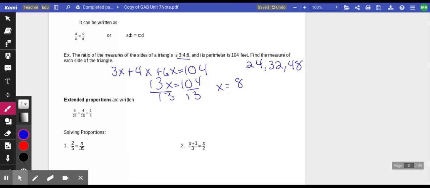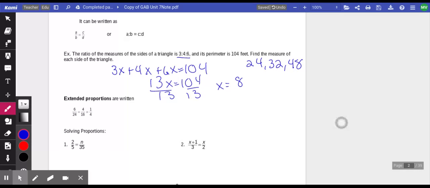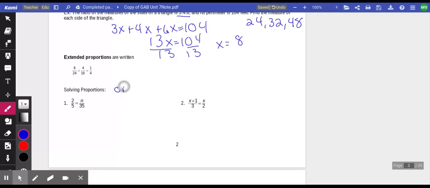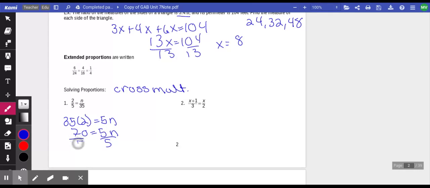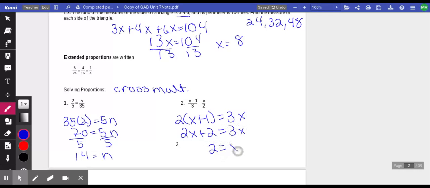An extended proportion is where I have more than one fraction and they're all equal. So solving proportions, this is where we cross multiply. Here we do 35 times 2 equals 5 times n. So 70 equals 5n. Divide by 5, and 14 equals n. Here we're going to cross multiply again. So it's 2 times the quantity x plus 1 equals 3x. You need to distribute. So that's 2x plus 2 equals 3x. Subtract 2x, and x equals 2.